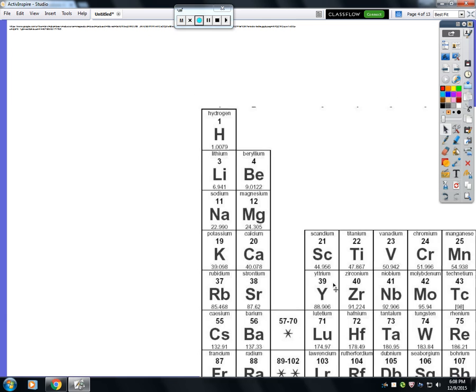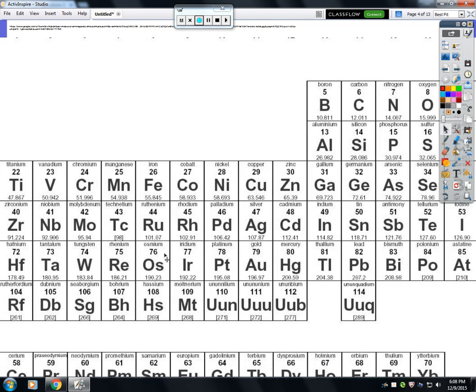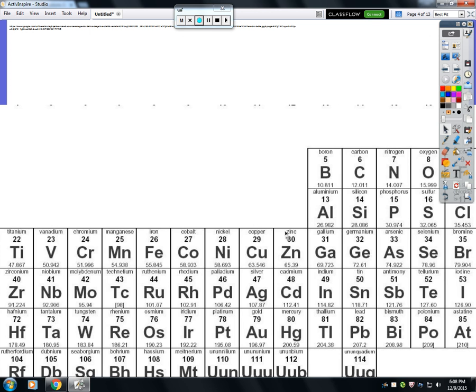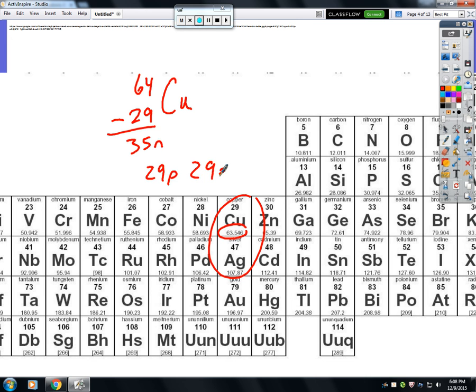How do I do copper and silver? Well, they're over here. So we're going to look at copper and silver. So copper, they don't give me a number there. It's just plain old Cu. So now I look in the box and say 63.5 rounds to 64. I take the atomic number 29. I subtract and get 35 neutrons, 29 protons, and 29 electrons.